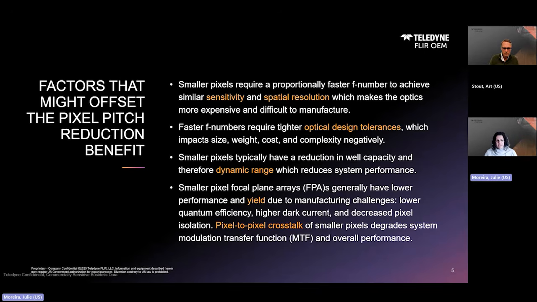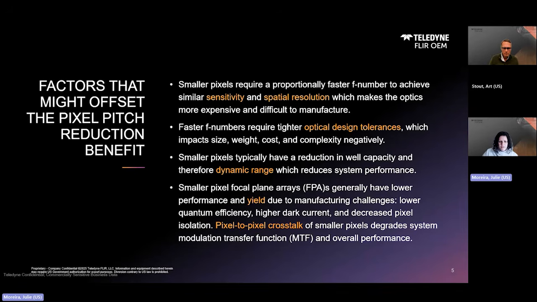So on to optical tolerances. Faster f numbers require tighter optical design tolerances, complicating the design and manufacturing processes. Size, weight, and cost may all be negatively impacted. A good rule of thumb for the f number cliff at which the complexity and cost increases for continuous zoom lenses is f numbers below f3.